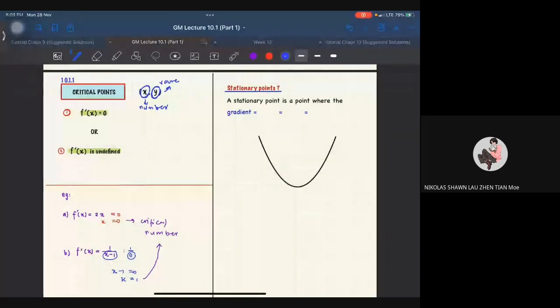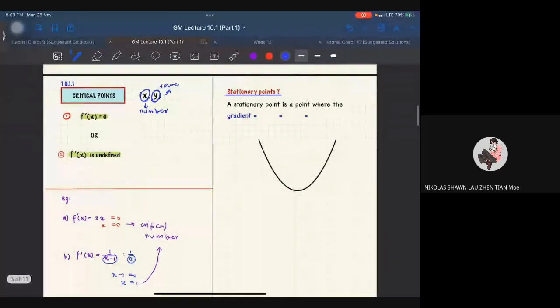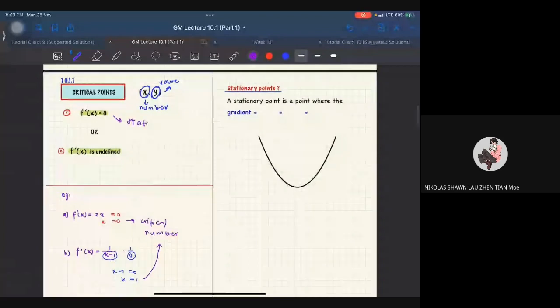Okay, so jom tengok lagi pembahagian untuk case nombor 1 dengan case nombor 2 ni. Okay, so untuk case nombor 1, nombor lain dia, this one, when you have f prime is equal to 0, ataupun kita panggil sebagai first derivative sama dengan kosong, nama lain untuk this critical point kita panggil sebagai stationary point. This one. The other name for this one is also a stationary point.